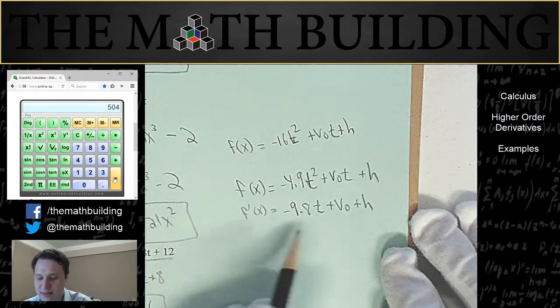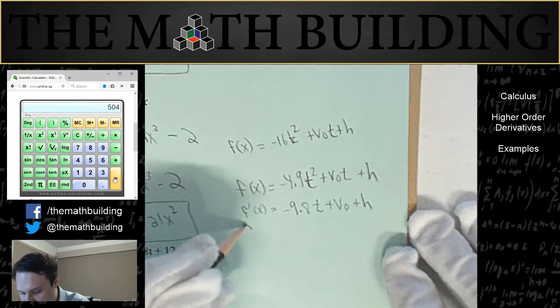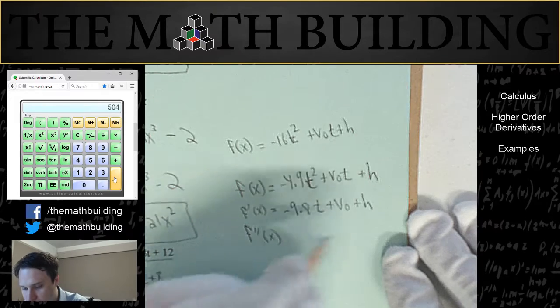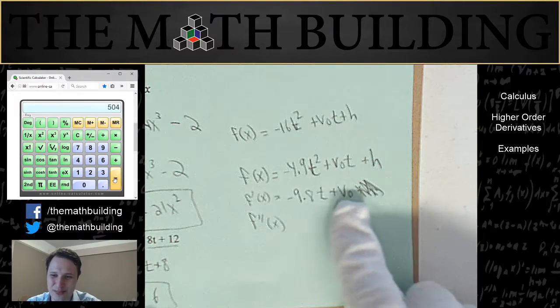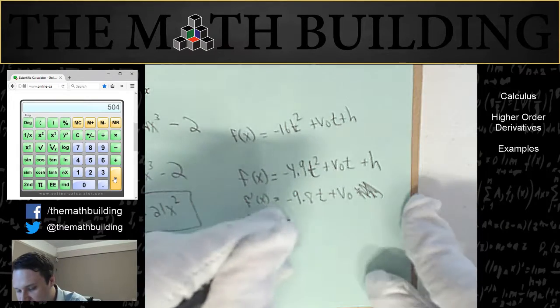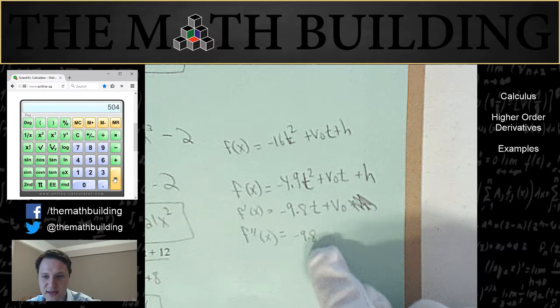So at any given moment, that's going to be the speed of the object. And look at the second derivative. Oops, I'm sorry, that h shouldn't have been there. That h would have gone away. So the first derivative would be that right there. And then we take the second derivative. All that we have left is negative 9.8.